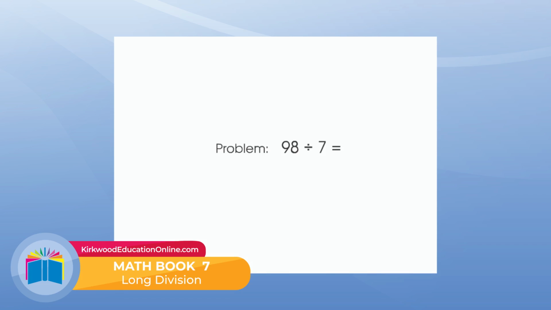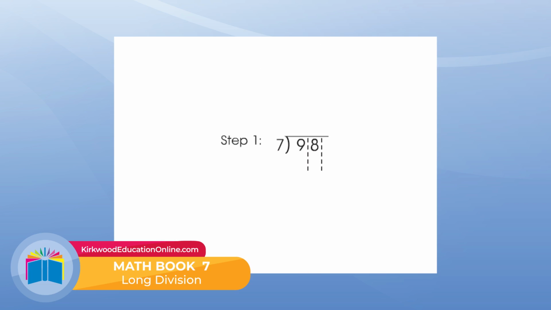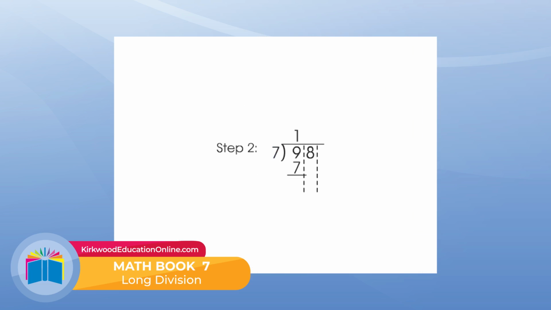Look at problem number 2. 98 divided by 7. The question is, how many times does 7 go into 98? The first step is to set up the problem. Step 2. Divide 7 into the first number of the dividend. The first number of the dividend is 9. How many times does 7 go into 9? The answer is 1. 1 is written above the 9 and 7 below the 9.